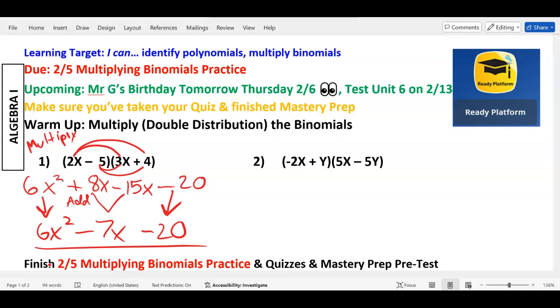Now, number 2, this one has x and y, right? So when you have x and y, you're just going to follow the same steps. Let's see how we do this, right? So negative 2x times positive 5x. Negative 2 times 5, negative 10. X times x, x squared, right?